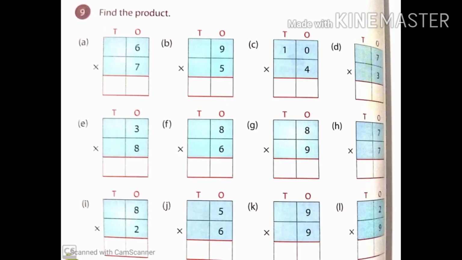Find the product. 6 into 7, 9 into 5, 10 into 4, 7 into 3, 3 into 8, 8 into 6, 8 into 9, 7 into 7, 8 into 2, 5 into 6, 9 into 9, 2 into 9. This you have to do in the vertical multiplication method.